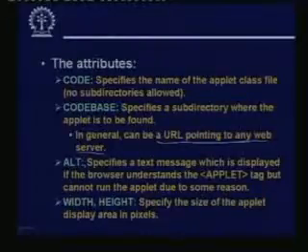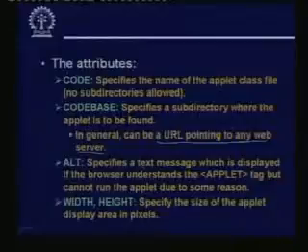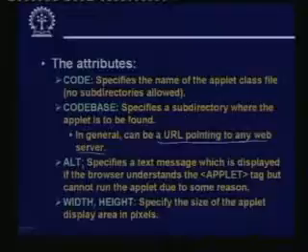Alt is an attribute using which you can specify a text message. Here this attribute is used for a purpose like this. Suppose the browser understands applet, but due to some reason it is not able to execute, due to insufficient memory or some reason. So, whatever text is present in the alt, that text will be displayed in place of the applet.